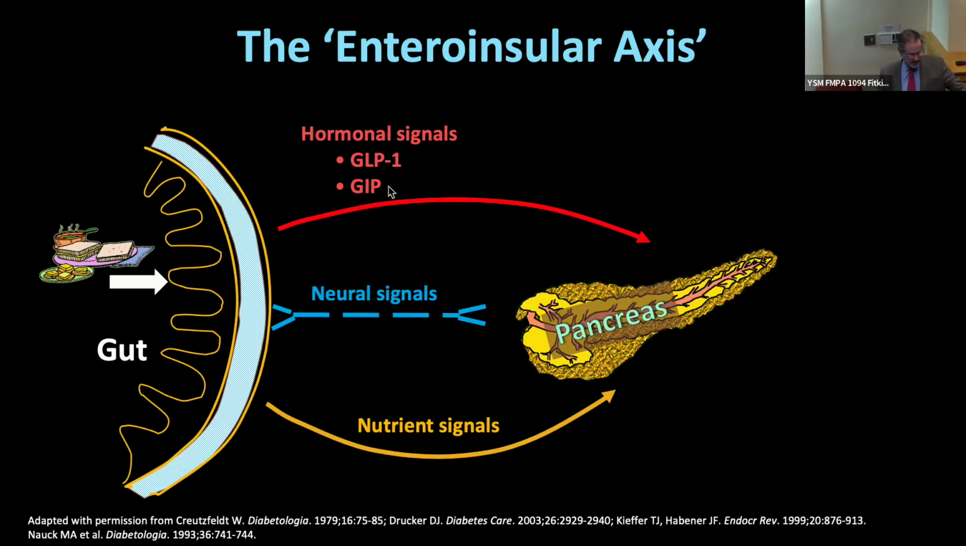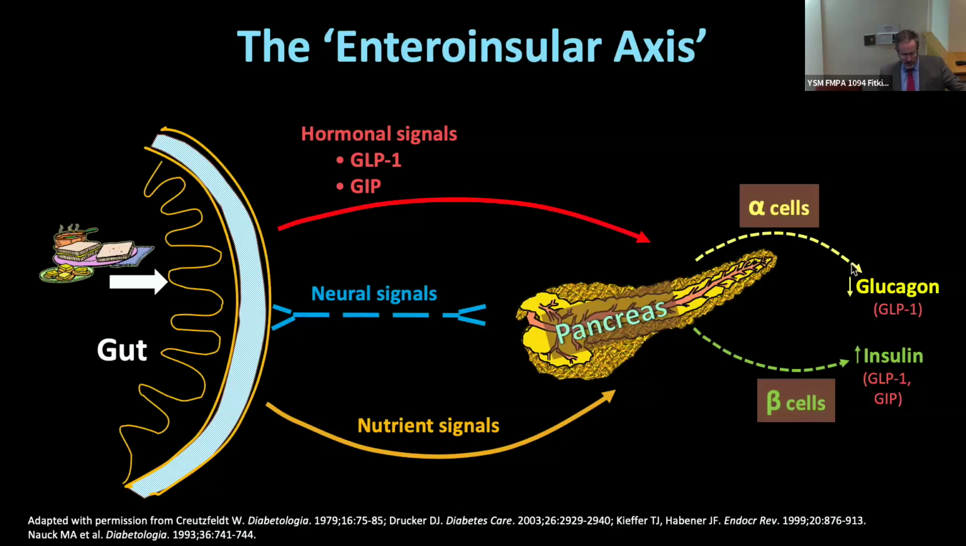And this takes advantage of this interesting hormonal system that communicates between the gut and the pancreas, resulting in less glucagon and more insulin after you eat a meal. So these are meal-related increases in these peptides that have very prominent effects on metabolism.